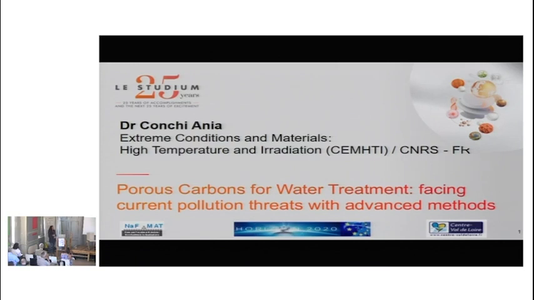Today I am going to speak to you about water treatment with some kind of materials, porous carbon materials that we prepare in our team. These materials have been synthesized and prepared for many years in the team, also in collaboration with other researchers that came to the team with a student fellowship. But I will focus on a different application today, which is water treatment.